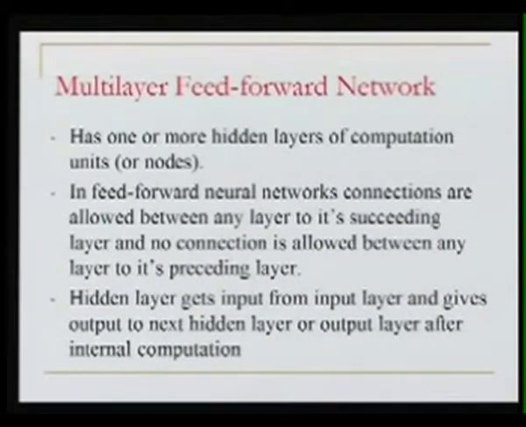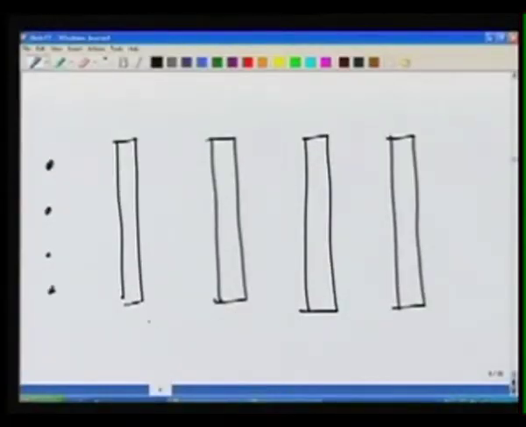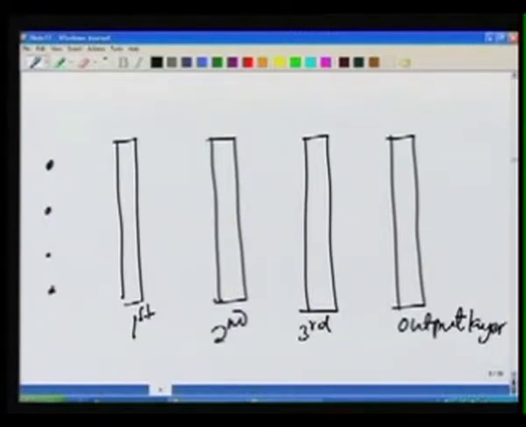So, let us summarize what we are now going to do. This is the focus of today's class: the multi-layered feed-forward network. It has more hidden layers, and when I say feed-forward network, connections are allowed only from any layer to its succeeding layer, but connections are not allowed from any layer to its preceding layer. The example here has 4 layers: these are the inputs, first hidden layer, second hidden layer, third hidden layer, and this is the output layer. When we say number of layers, we do not count the input layer. So, when I say 2 layer network, I have only one hidden layer and the next layer becomes the output layer.